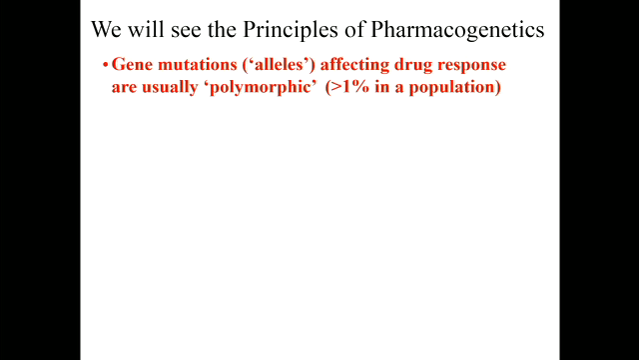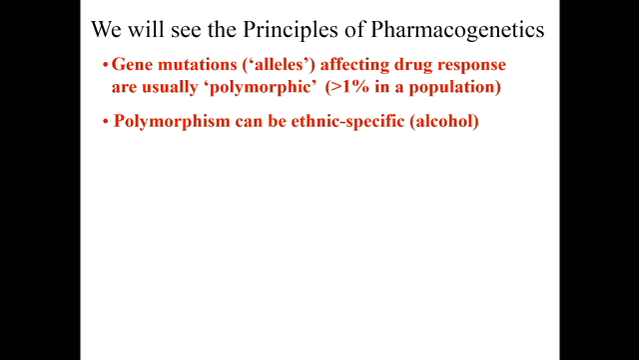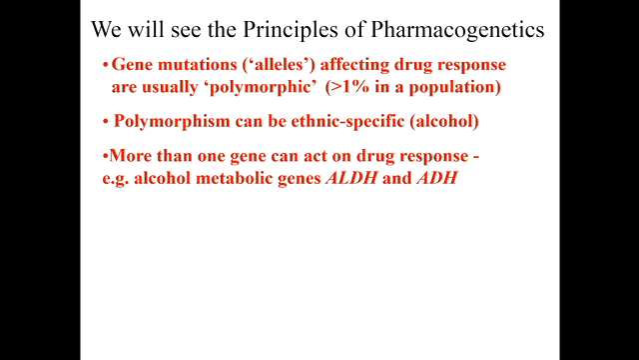Firstly, gene mutations, or alleles if there are different types of mutations present on the one gene, can affect drug response. And these are usually polymorphic, so they're not rare mutations, they're ones that exist in the population all the time. And that polymorphism can be ethnic specific, for example with alcohol metabolism. We'll have a look at that.